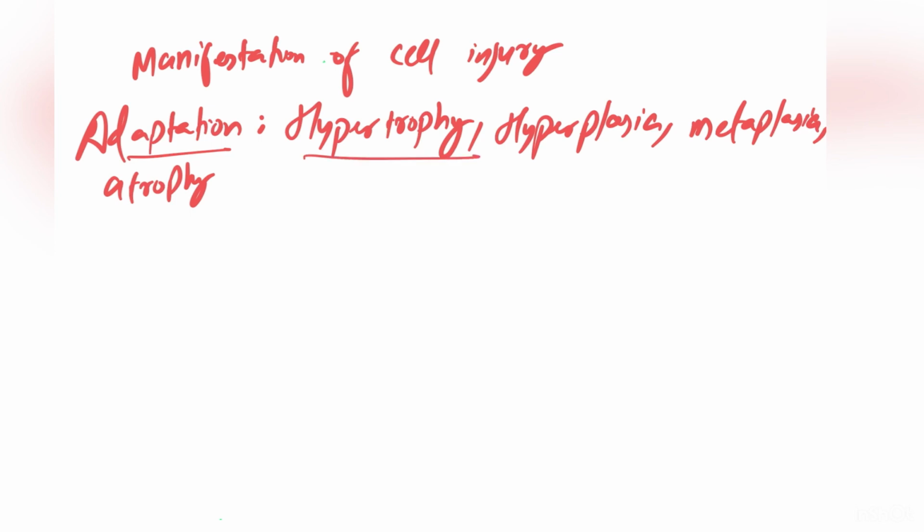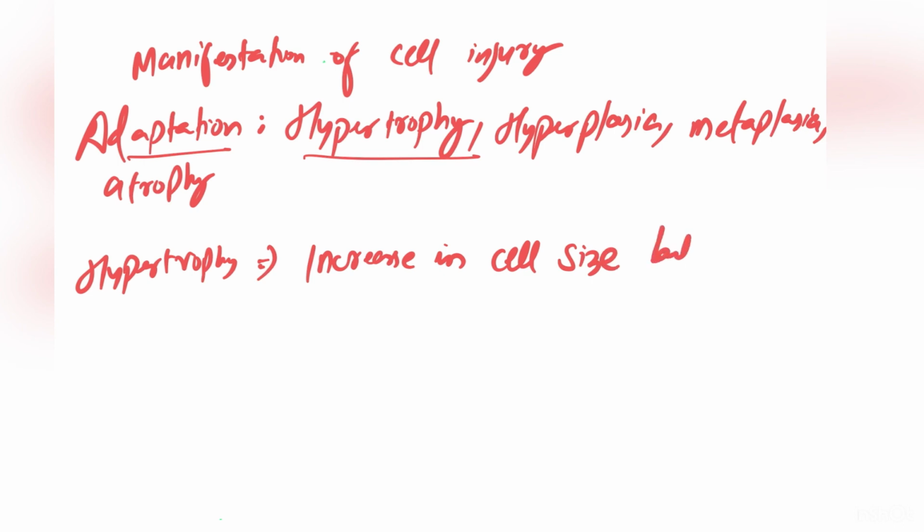In the case of hypertrophy, what is hypertrophy? Definition: it is the increase in cell size but no increase in number. Means the cell size will increase but not the number in the case of hypertrophy.